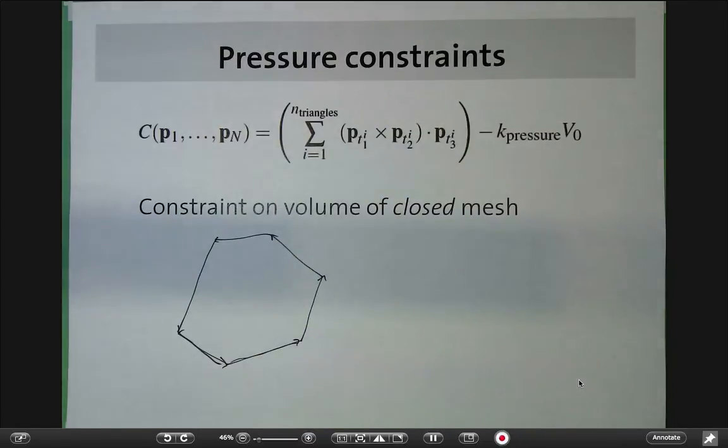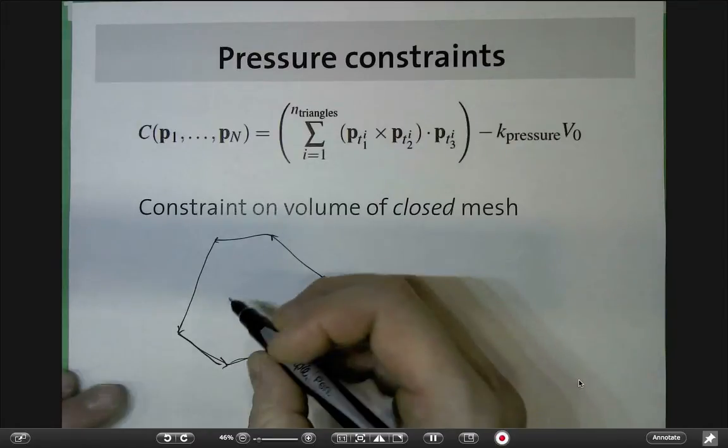Do you know how I compute the area? It's like a 2D analog of this. This is a 3D version, this is a 2D version. So the 2D version is easier to think about. Do you know the formula for this? It's called the shoelace formula, I believe.